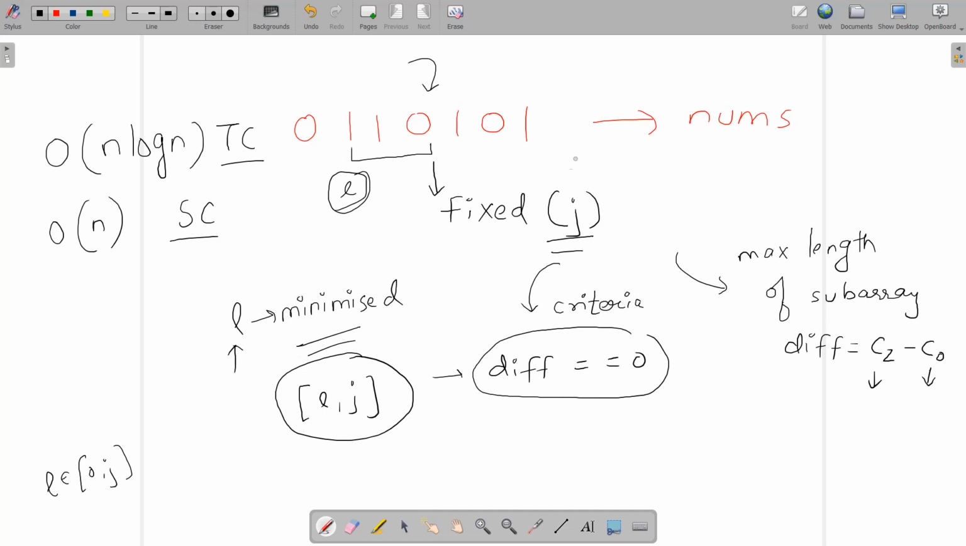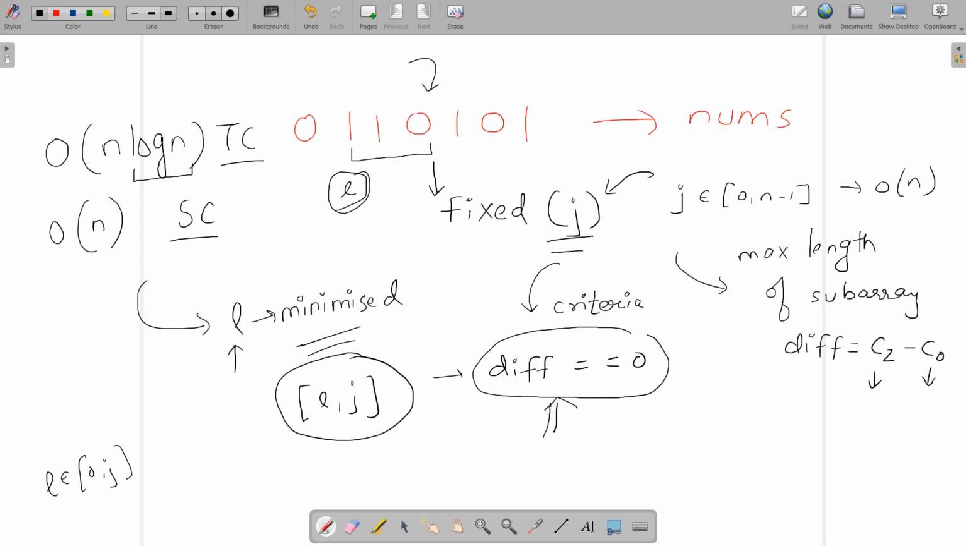So how are we going to find out this difference criteria? Okay, so one thing also, I am fixing this J for every J belonging to 0 to n minus 1. So obviously this should take a linear time, O of n. Now we need to search the minimum L such that difference is exactly 0, and this searching would take a logarithmic time for every J belonging to 0 to n minus 1. That's why this log of n term is going to be appended in the time complexity, right? So how do we find this minimum L such that difference, that is count of zeros minus count of ones, should be exactly 0?